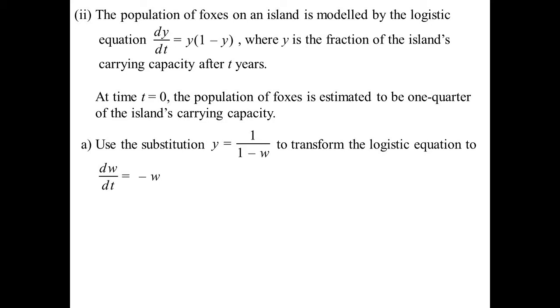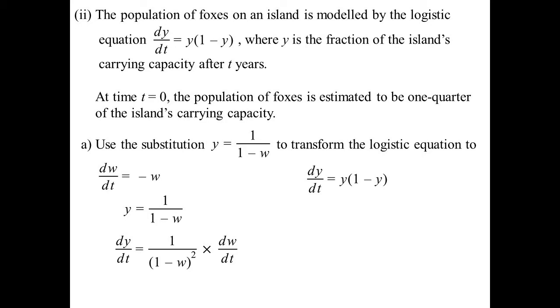So it becomes dw/dt is equal to minus w. Let's see what happens. So we're using the substitution y equals 1 on 1 minus w. Therefore, dy/dt, well, I can't differentiate the right hand side with respect to t, but I can with respect to w. So I'll get 1 on 1 minus w squared times dw/dt. We know dy/dt is y times 1 minus y. But, again, we're substituting in for y. So y times 1 minus y becomes 1 on 1 minus w times 1 minus 1 on 1 minus w.